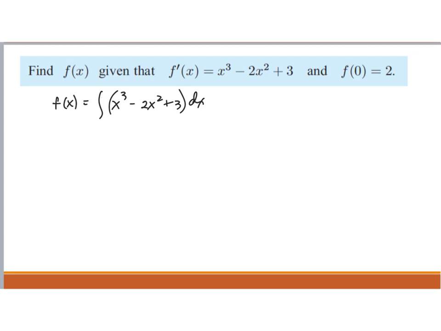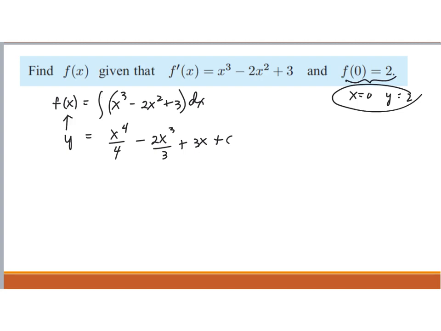Okay, so let me write that down here again. So f of x will be x to the fourth over 4 minus 2x cubed over 3 plus 3x plus c. And again, this just means when x is 0, y is equal to 2. And remember that this is just y.